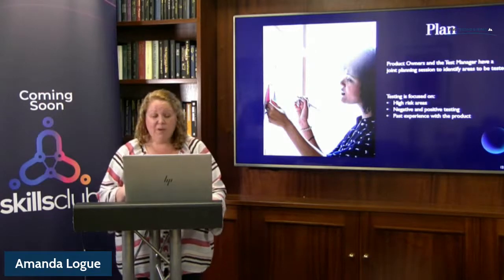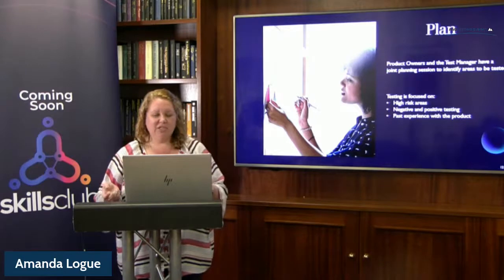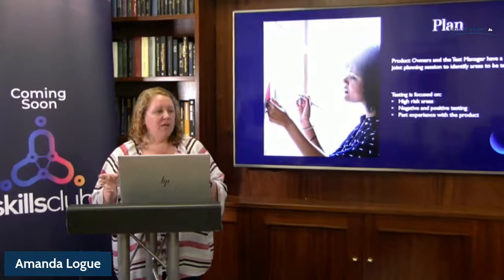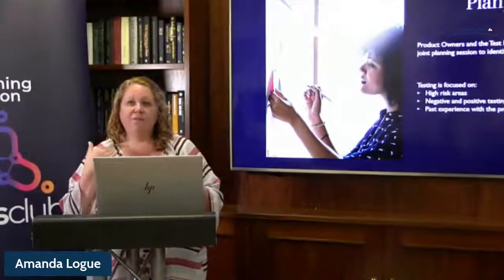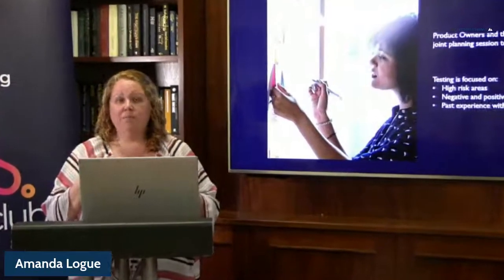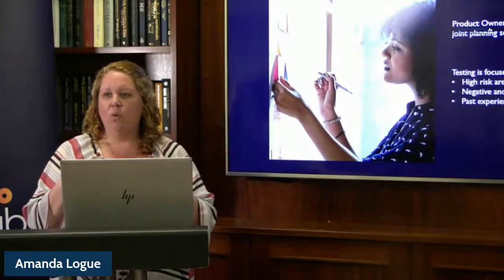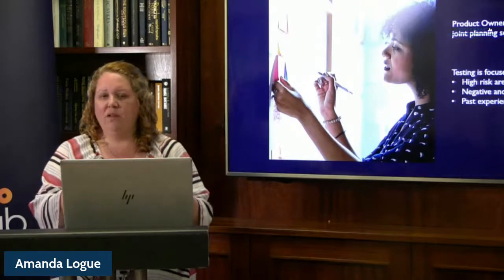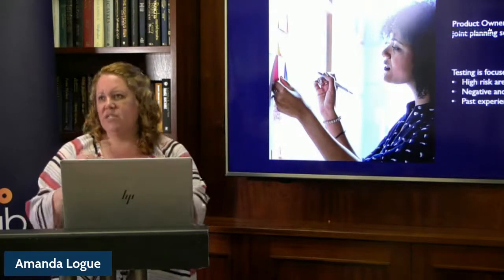So the product owners and the test managers will typically have a joint planning session, and they'll identify all the areas that need to be tested. You focus on the high risk areas. If you've tested with the same team before, and you know areas that had a lot of defects previously, then you look back into those areas and concentrate on those.